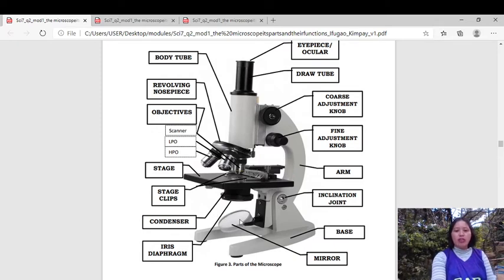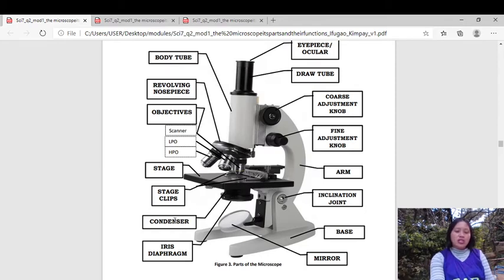Next, you have the mirror. What is the function of this part? The mirror collects and reflects light to the specimen. Then you have the iris or the diaphragm. It is found beneath the condenser and it regulates the amount of light that goes to the condenser.